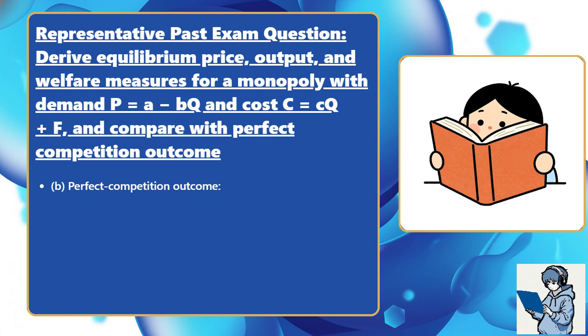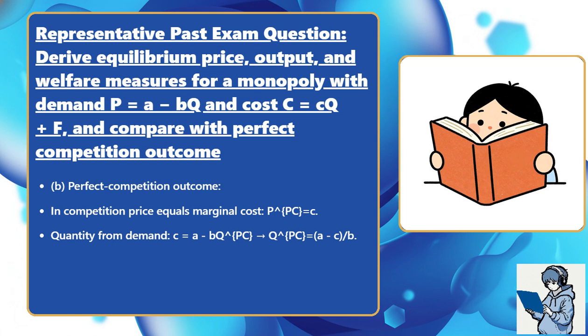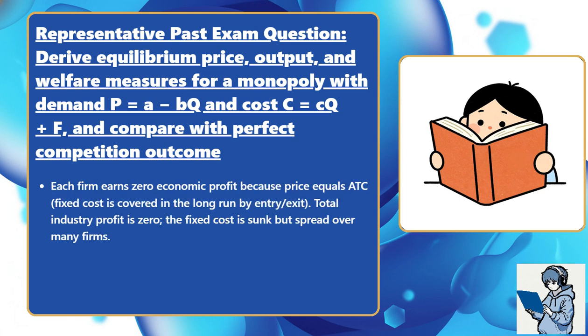Section B, perfect competition outcome. In competition, price equals marginal cost, P_PC equals c. Quantity from demand: c equals a minus BQ_PC. Therefore, Q_PC equals (a minus c) divided by B. Each firm earns zero economic profit because price equals average total cost. Fixed cost is covered in the long run by entry and exit. Total industry profit is zero. The fixed cost is sunk but spread over many firms.